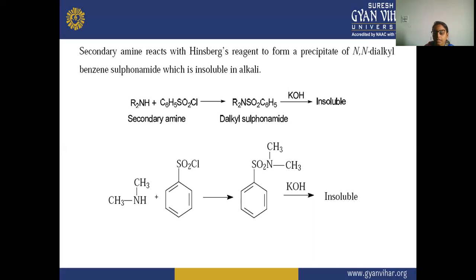But in case of primary amines, they are soluble in this KOH. But in case of secondary amines, these are not soluble in the KOH. So there, this is your dialkylamine, so dimethylamine. In this case, this is reacting with benzene sulfonyl chloride, that is your Hinsberg reagent. There is a formation of this dialkyl sulfonamide, and this dialkyl sulfonamide is reacting with KOH, then insoluble precipitates are formed in case of secondary amine.